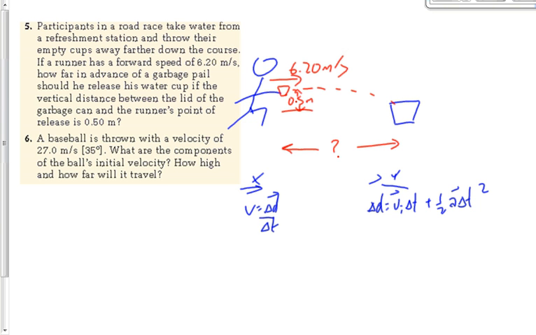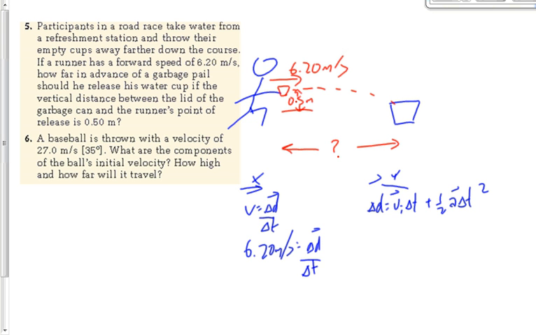Okay, let's plug in some numbers. It's what we do, right? The horizontal velocity, 6.20 meters per second. That's how fast the runner's running. That's how fast the cup he's holding is moving. How far does it go? We don't know. That's what we're trying to find. How long is it in the air for? We don't know.